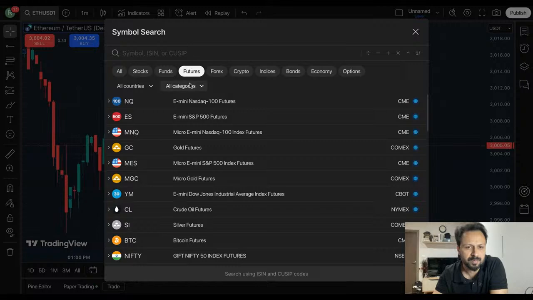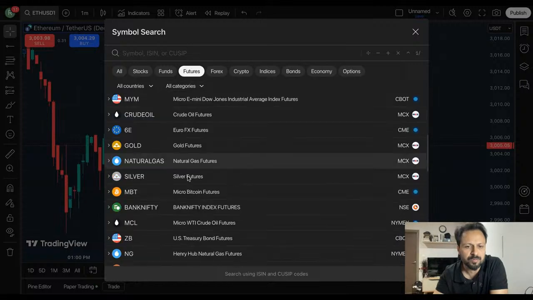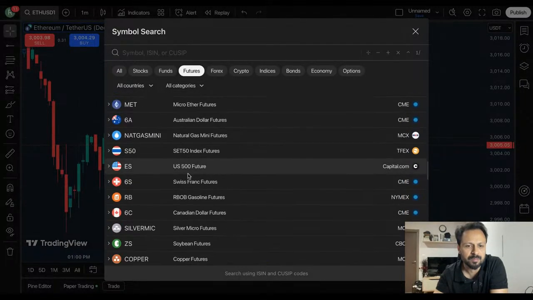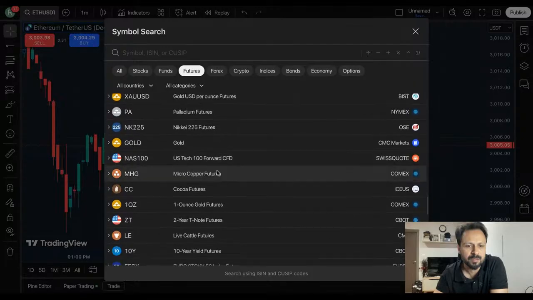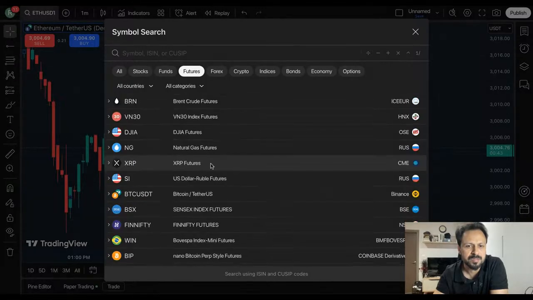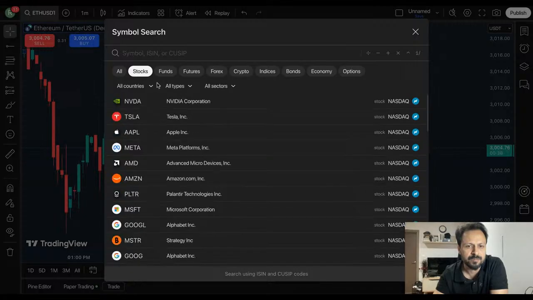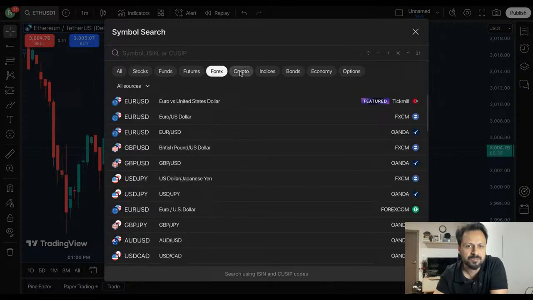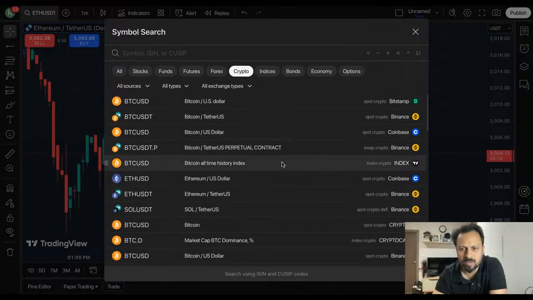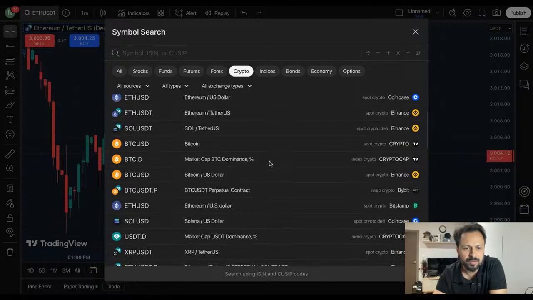So if we want to trade futures, we can see the futures. Here we have a lot of pairs of coins and countries. Plus here we have funds, here we have stocks, here we have forex, crypto. So I'm going to perform the crypto trade here.